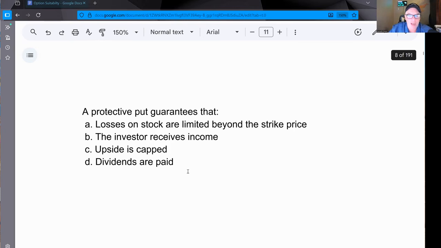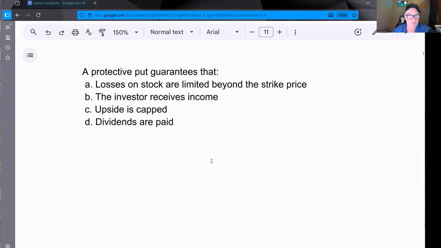A protective put guarantees what? You're not getting income because you're paying. Upside is capped? No, no. Dividends are paid? Do not care. You're protecting against losses. Anything beyond the strike price, you stop losing money. You just lock it in. Boom, love it. Protective put, A.